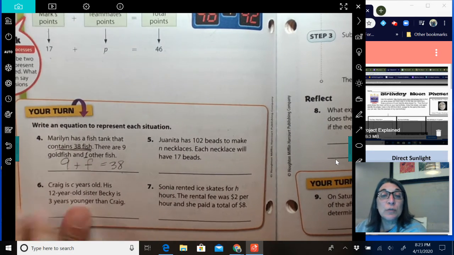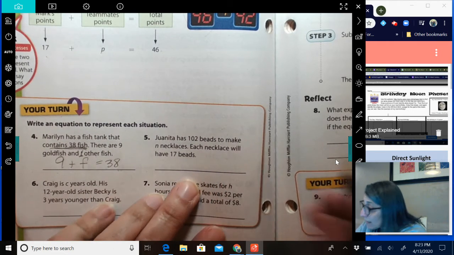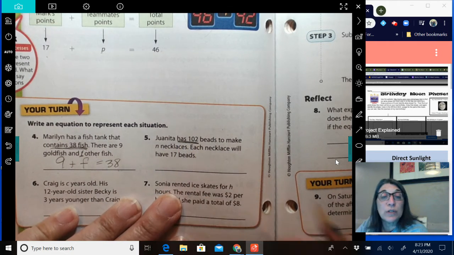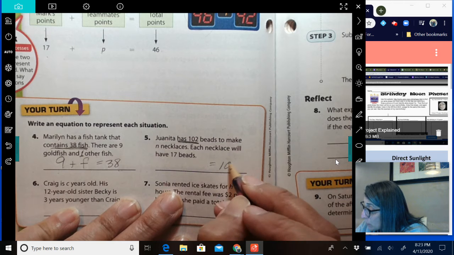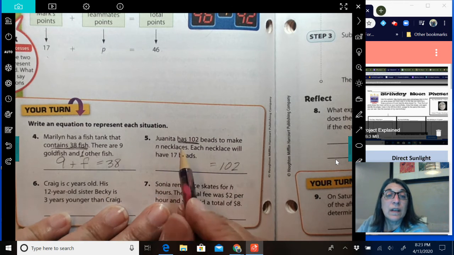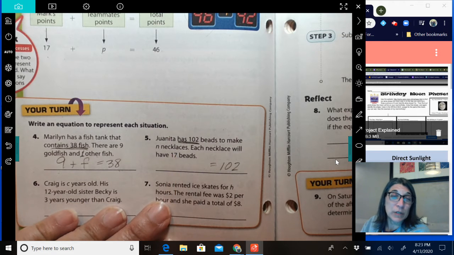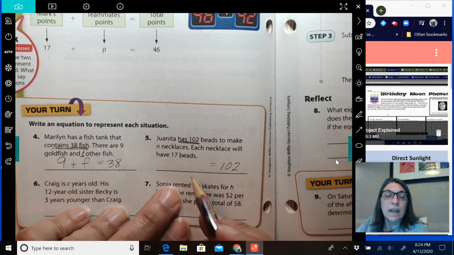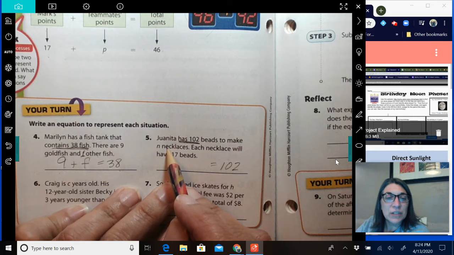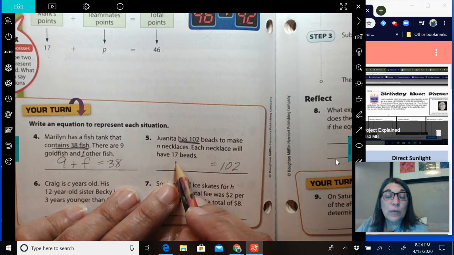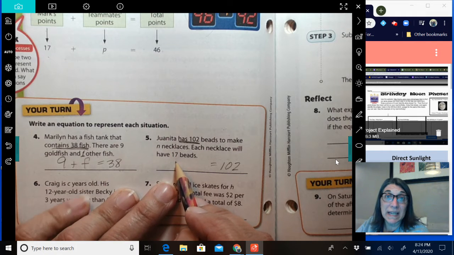Juanita has 102 beads to make N necklaces. So we know she has 102. So I'm probably going to have 102 here at the end of my equation. She's going to make N number of necklaces, but we don't know how many, this is similar to the guitar string one. We don't know how many necklaces she's going to make, but we do know that each necklace is going to have 17 beads.